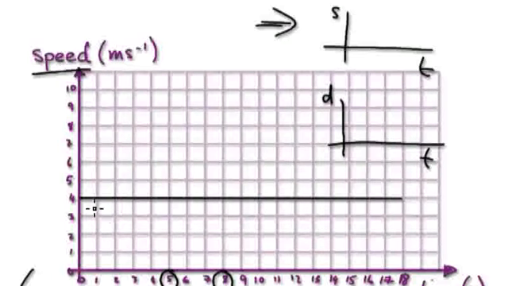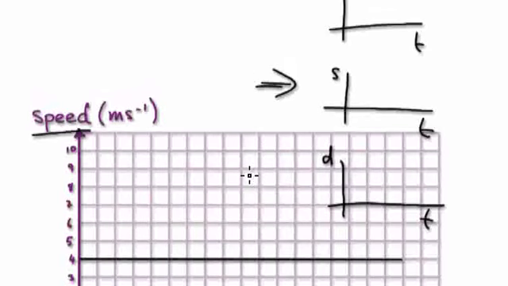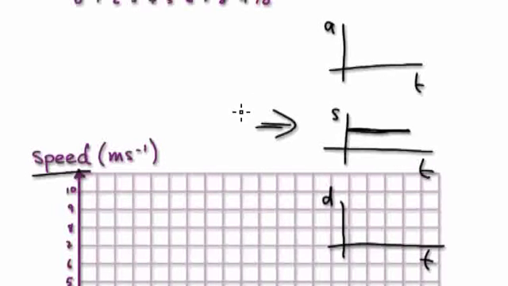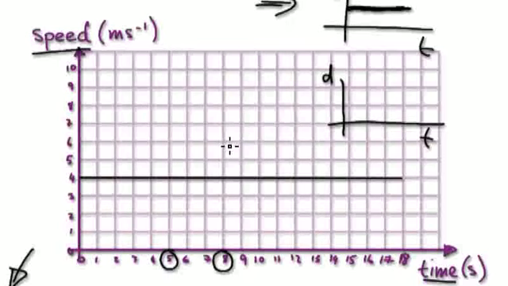The speed here is always 4. By the way, if you have a speed time graph that's like this, then the gradient of this line is 0. So the acceleration is 0, meaning there's no acceleration. The acceleration is 0, so there's no change in the speed. That's why it's always the same. Whenever there's a change in speed, there's an acceleration. But here, the speed is constant, so there is no acceleration. Well, anyway, back to this.